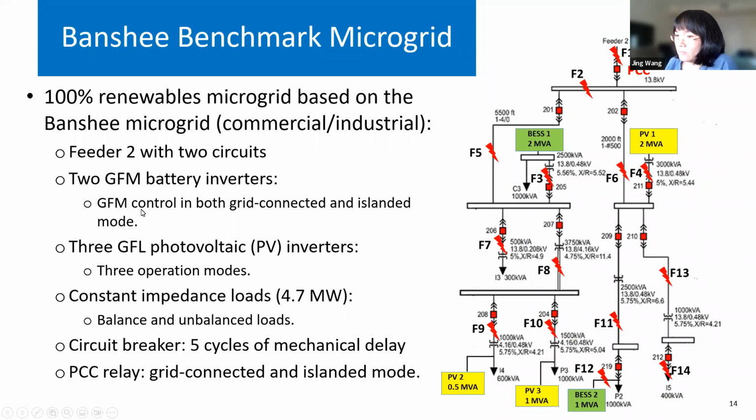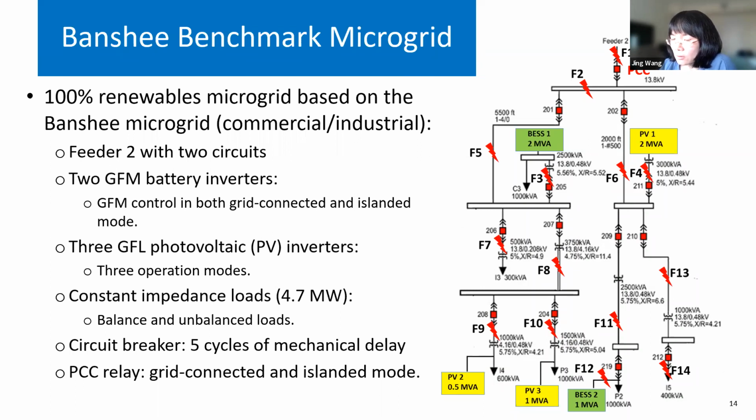For the grid forming inverter, we use grid forming control in both grid connected and isolated mode. For the grid following inverter, it has 3 operation modes. We will show the inverter control in the next slides. And we use a constant impedance load, in total 4.7 megawatts. Those include balanced and unbalanced loads to make the fault detection more realistic.